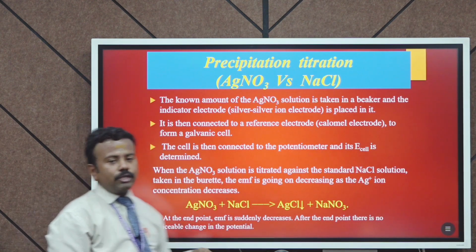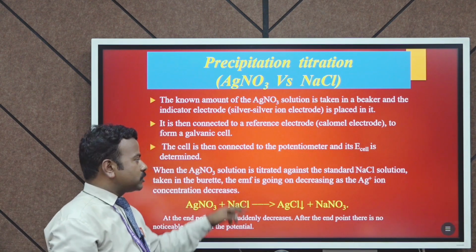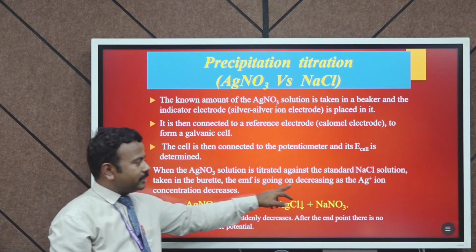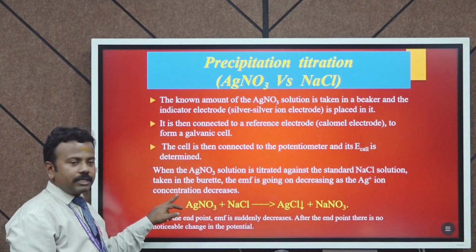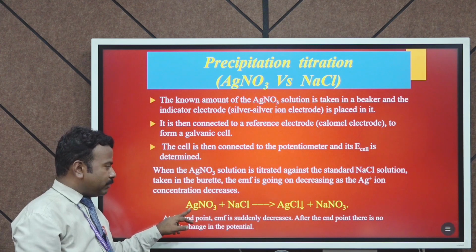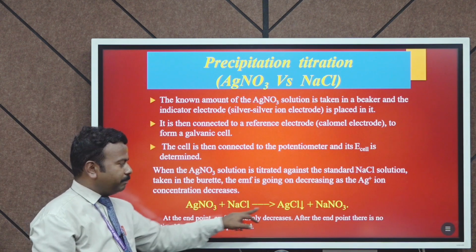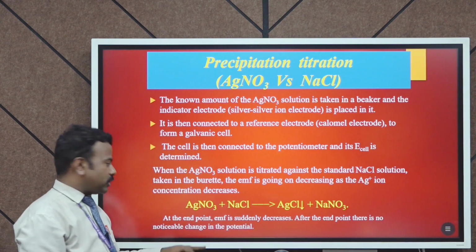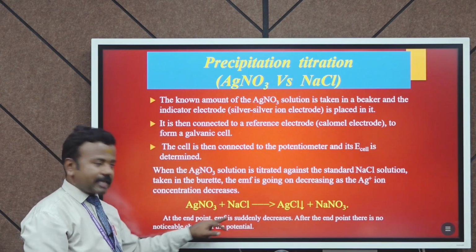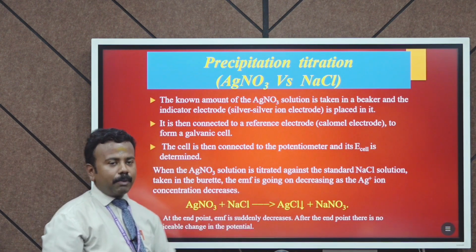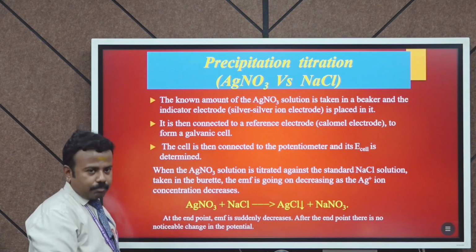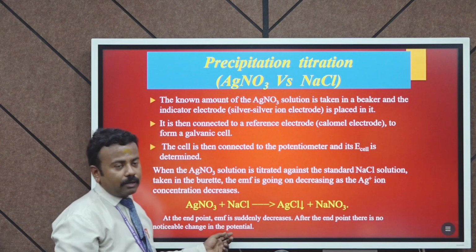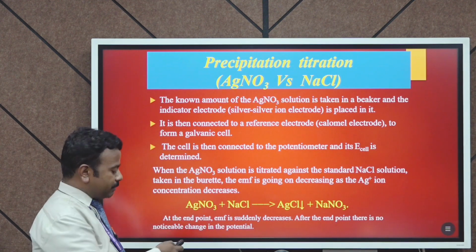So when AgNO3 solution is being titrated with the sodium chloride solution, which is taken in the burette, the EMF keeps decreasing as the Ag+ concentration decreases. Here AgNO3 reacts with the sodium chloride, forming AgCl as a precipitate and NaNO3. At the end point, the EMF suddenly decreases. After the end point, no more precipitation is created, and a noticeable change in the potential is noted. So this indicates the precipitation titration.